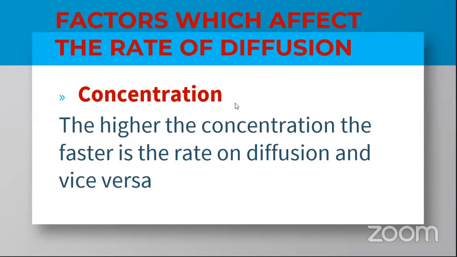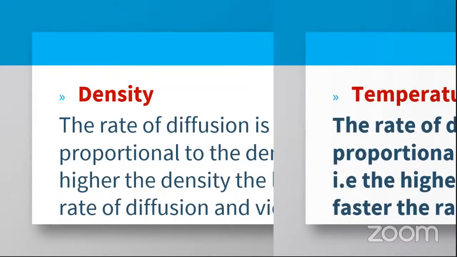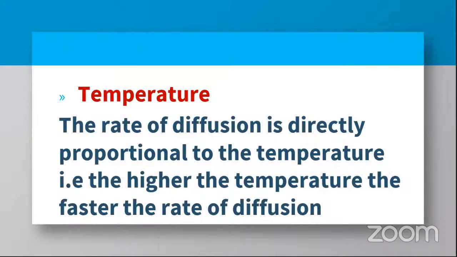So the factors are concentration. When the concentration is much, they will tend to travel faster. Then two, the density. The rate of diffusion is inversely proportional to the density. The higher the density, the lower the rate of diffusion, and vice versa. Then the next one is the temperature, which was just given to us by Timothy. When the temperature is high, there's higher kinetic energy, and so the molecules tend to diffuse faster.